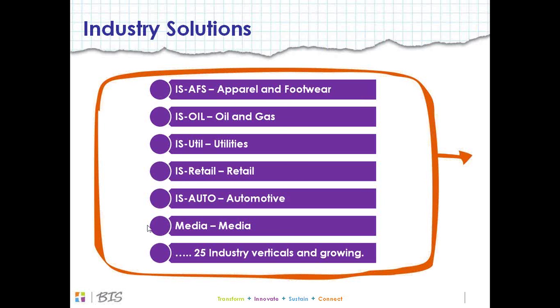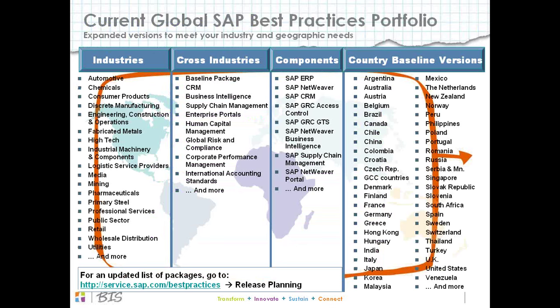So these are all the sectors. Not only this, we have 25 plus sectors. Almost all the sectors are captured by SAP. Okay, so just for an idea, nothing to remember here. This is the big scope of SAP: how many industries, how many cross industries, what are the components, and what are the countries. Not only countries, but more than 90 languages for SAP.